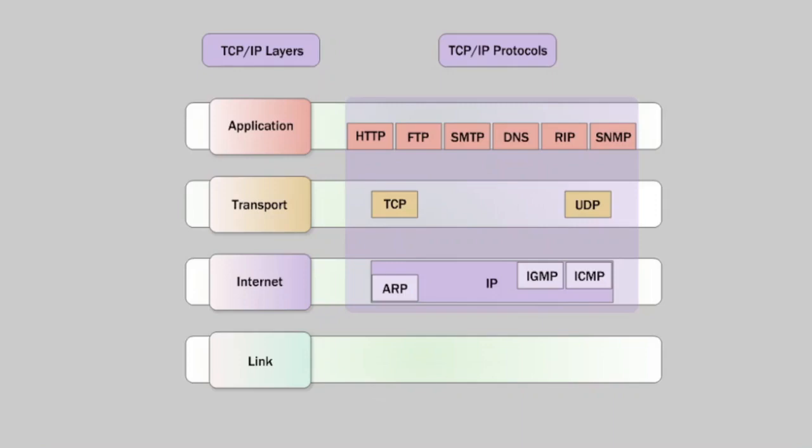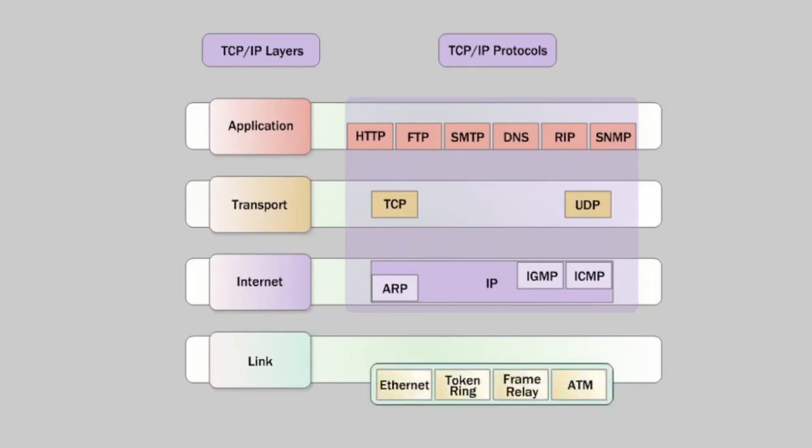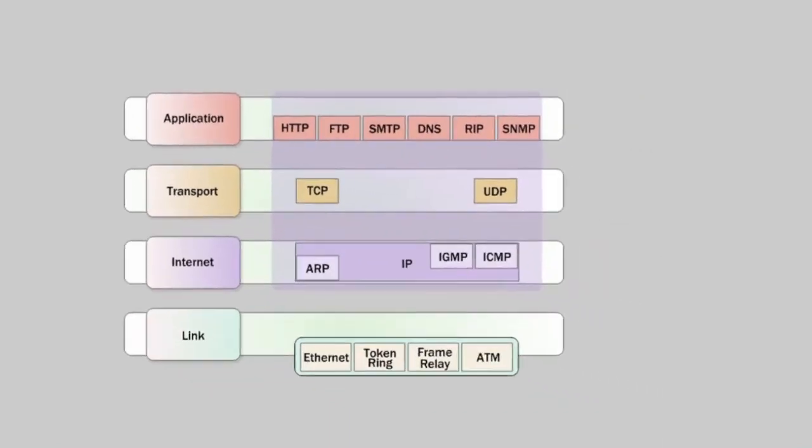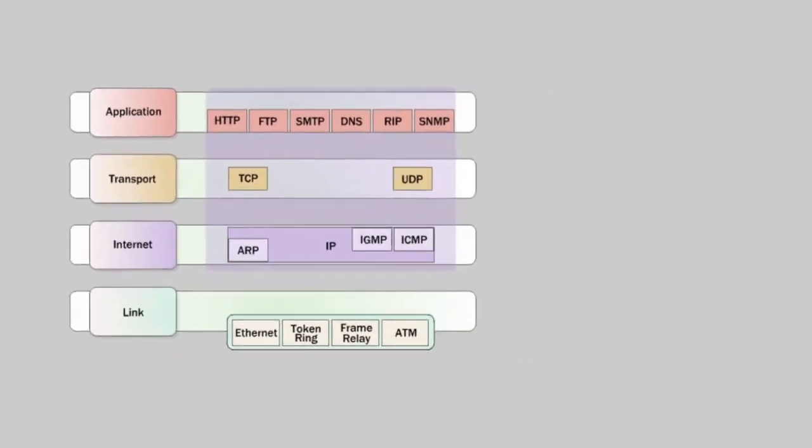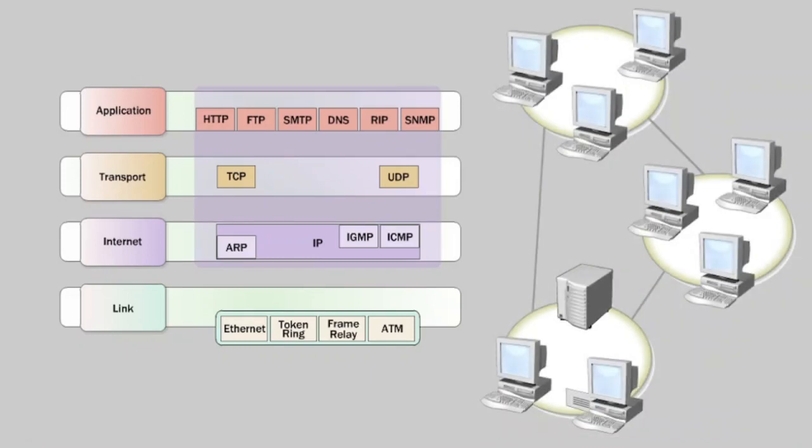TCP/IP does not require a specific network topology. It uses functions at the link layer to create frames and send them over the network. The hardware interface is managed by the network operating system. Here is an example of the way the TCP/IP protocols work together to perform a simple operation.